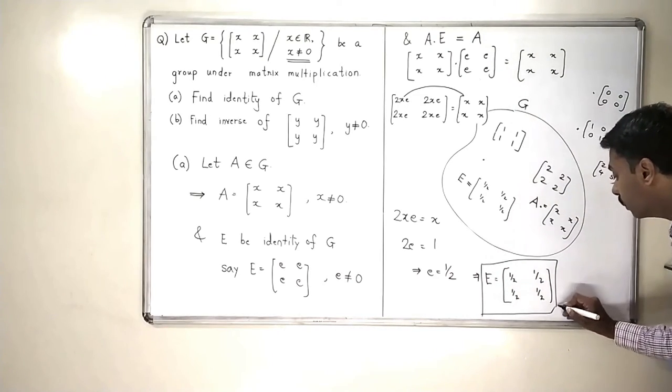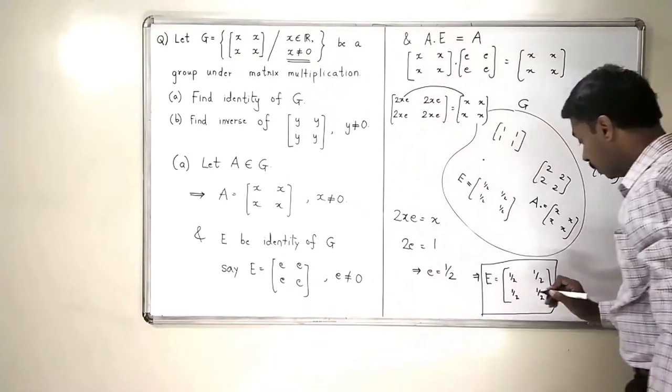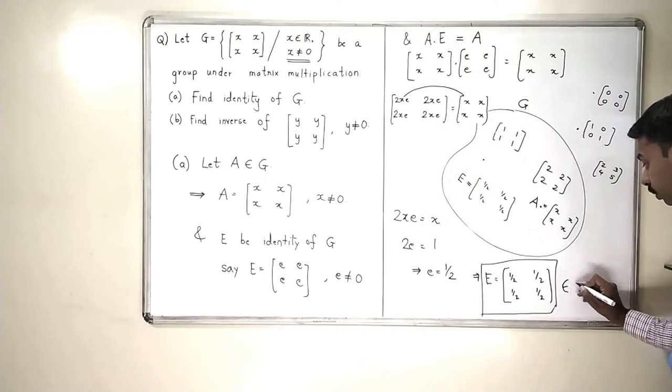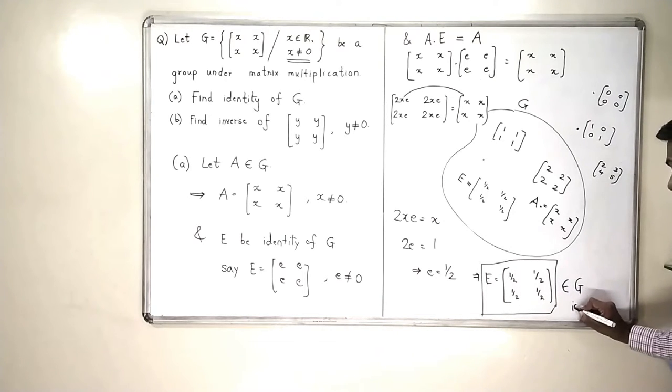Does it belong to this group? Yes, because all the entries are the same. The entry is non-zero. So this belongs to the set G and it serves as the identity of G. Correct?